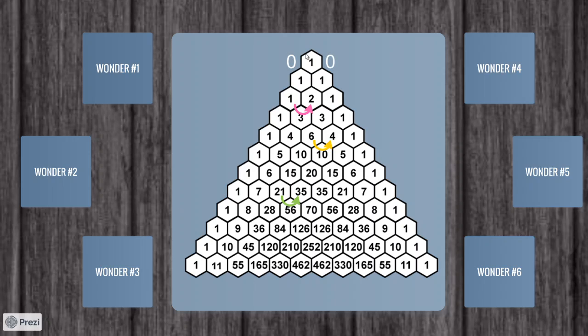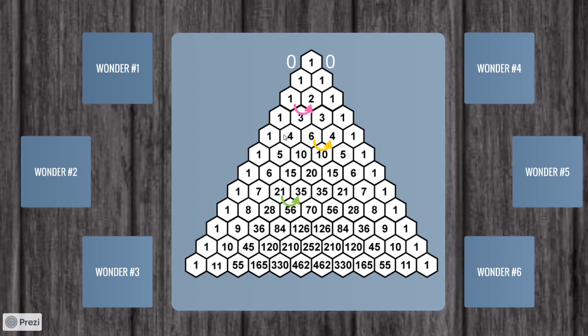Imagine zeros wherever there is nothing. 0 plus 1 is 1. 1 plus 0 is 1. 0 plus 1 is 1. 1 plus 1 is 2. 1 plus 0 is 1. 0 plus 1 is 1. 1 plus 2 is 3. 2 plus 1 is 3. 1 plus 0 is 1. 0 plus 1 is 1. 1 plus 3 is 4. 3 plus 3 is 6. 3 plus 1 is 4. 1 plus 0 is 1.